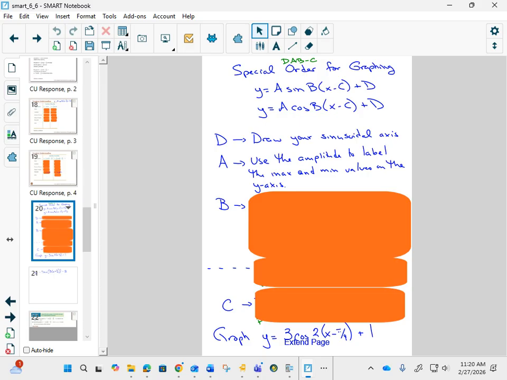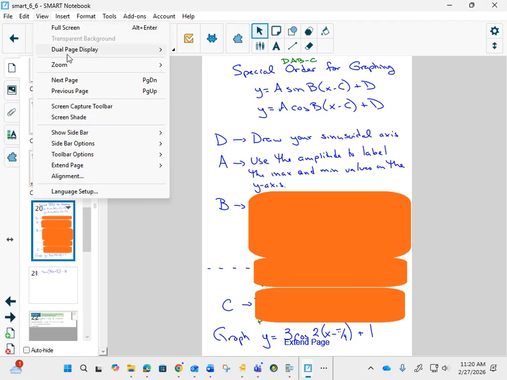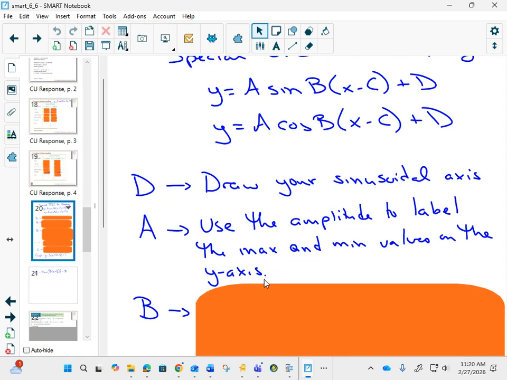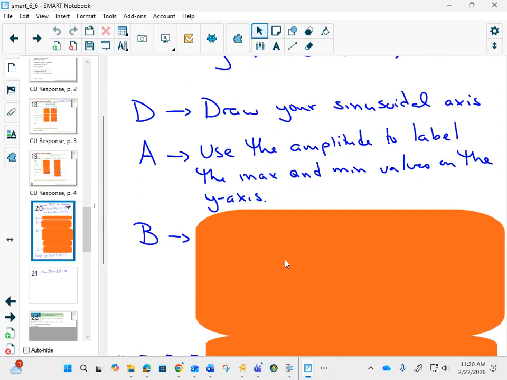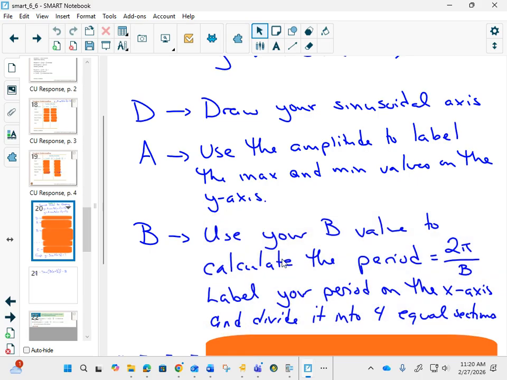So we can use the A value to label our maximum and minimum values. Next, our B value is related to our period. So we use the B value to calculate the period, which we figured out with the formula yesterday, that your period is always 2 pi divided by your B value. We're going to label that period on our x-axis and divide it into 4 equal sections to represent the axis family.